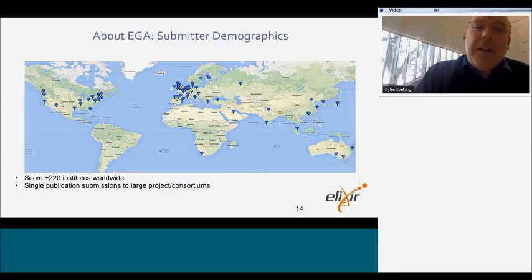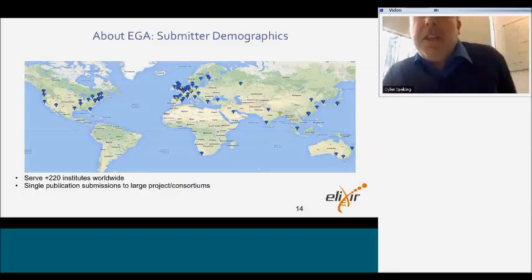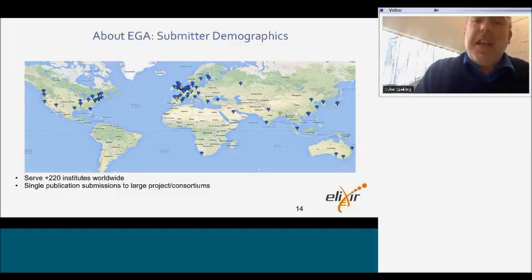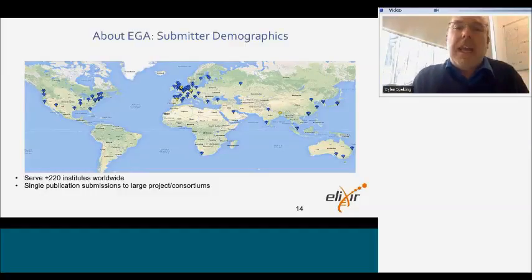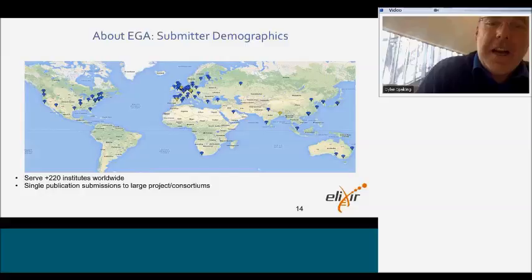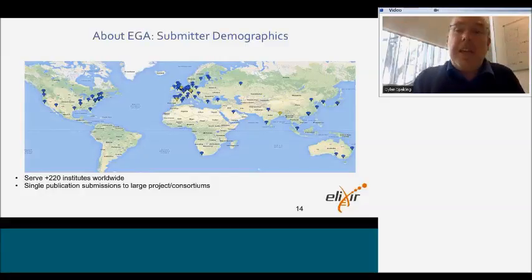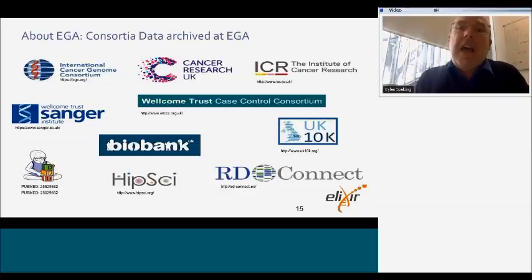And in terms of submissions, we have over 200 institutions which submit to the EGA. These basically represent every continent apart from Antarctica and South America. And we have big consortia who submit. So the yellow points here on this map are actually ICGC sites that are submitting to the EGA. And here you can see some of the other consortia that submit to the EGA, not only ICGC, but we've got the Wellcome Trust Case Control Consortium, RD Connect, Institute of Cancer Research, and so on.